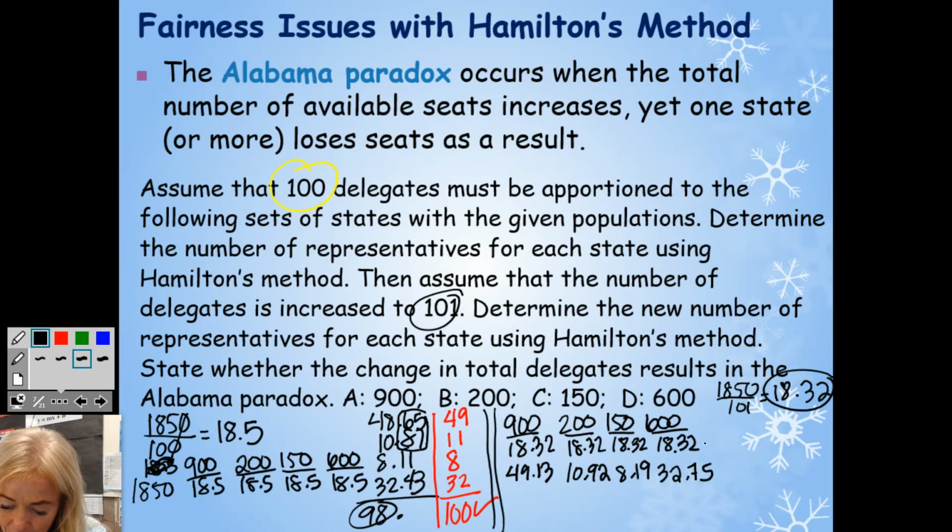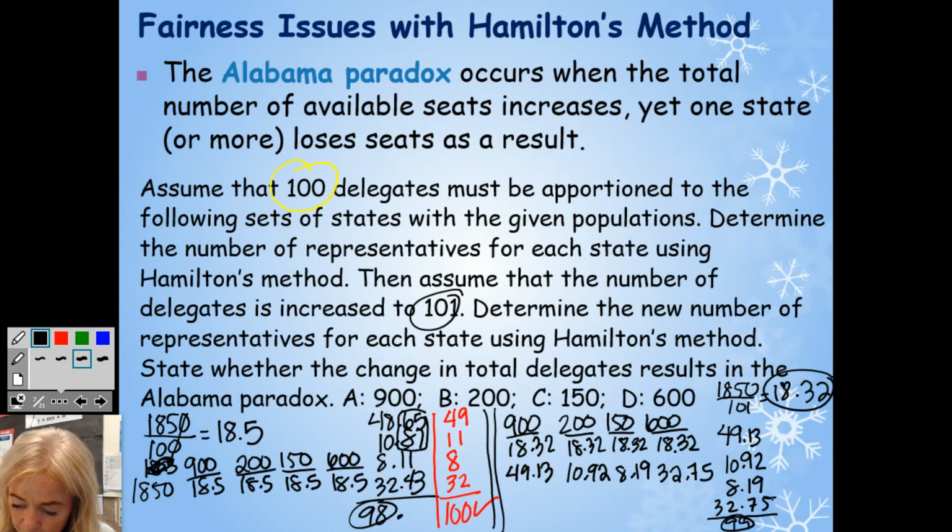We have 49.13, 10.92, 8.19, and 32.75. If we add all the whole numbers together, 49 plus 10 plus 8 plus 32, because we're rounding down, that is 99. But now we have 101, so we need 2 more delegates. So if we need 2 more delegates, who gets them?